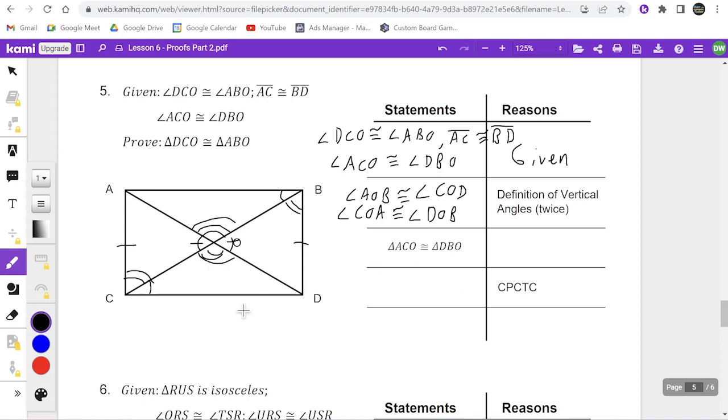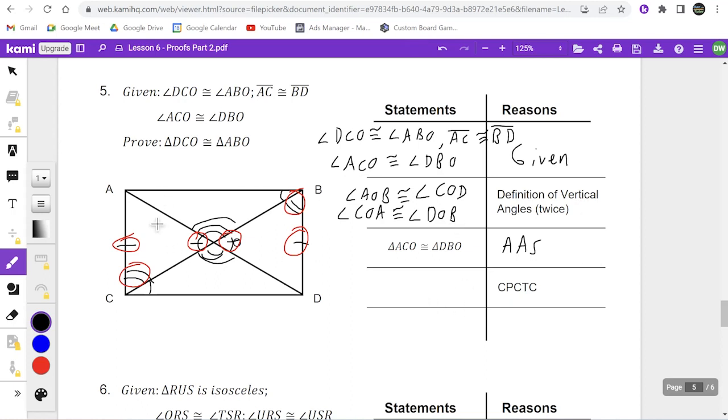Can someone tell me the reason why? It's because I now have an angle here, and a side here, and then an angle here, side here. It's AAS. Okay, good. Next, it looks like the reason is CPCTC. This one's not obvious. And let me tell you why.